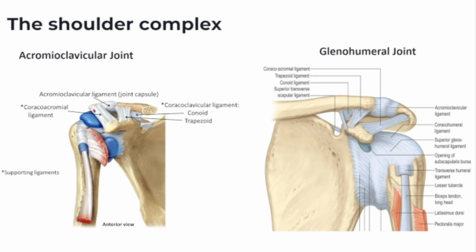The acromioclavicular joint, better seen on the left side of the screen. The most noteworthy ones are the acromioclavicular joint here. Okay, so acromion, clavicle, acromioclavicular joint, stabilized by the acromioclavicular ligaments, the coracoacromial ligaments, so there's a coracoid process, the coracoclavicular ligaments.